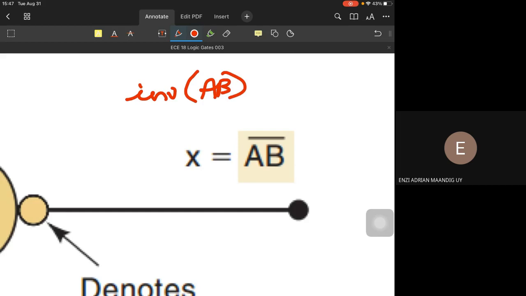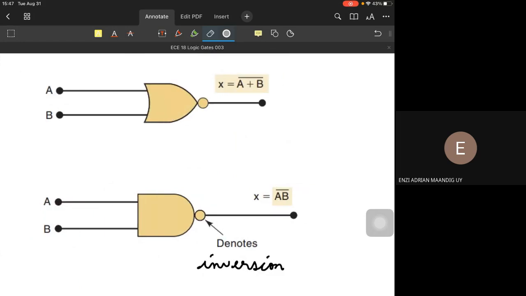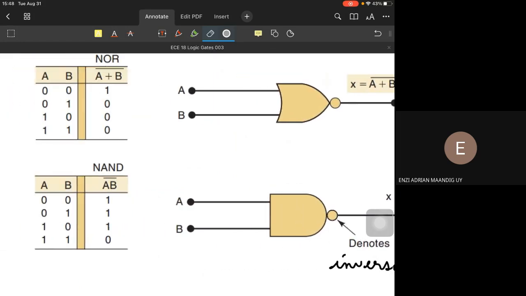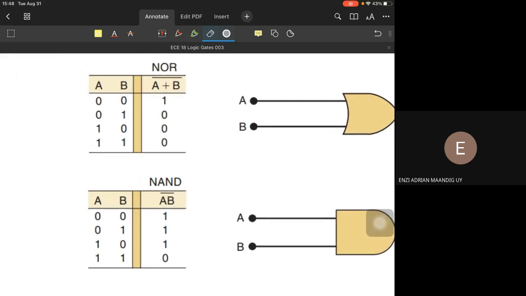That works. A and B, pause a little, then bar. A and B, bar. That works. That is its Boolean equation. So their truth tables are just the inverse of the truth tables of OR and AND. Observe.